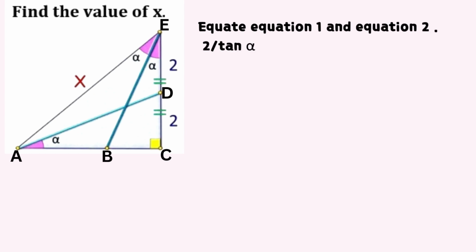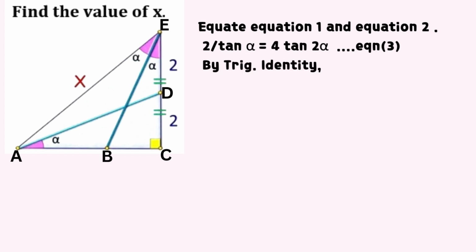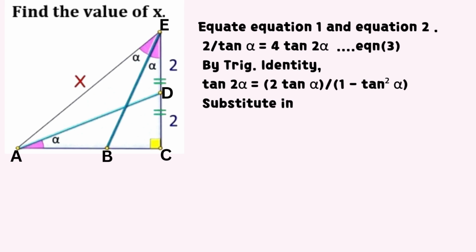Equate equation 1 and equation 2. 2 divided by tan alpha equals the product of 4 and tan 2 times alpha. We call it equation 3.